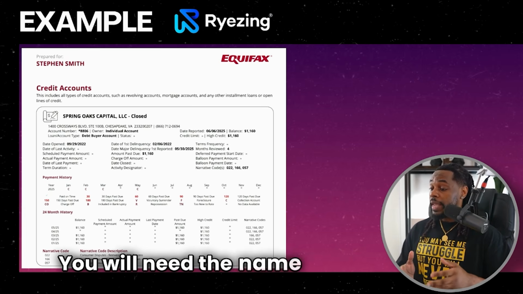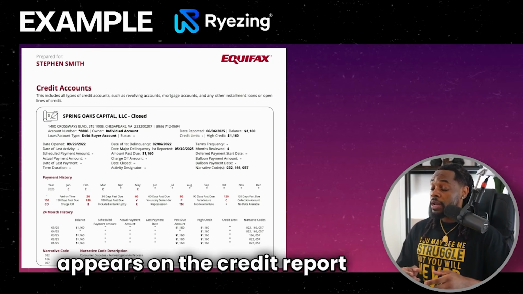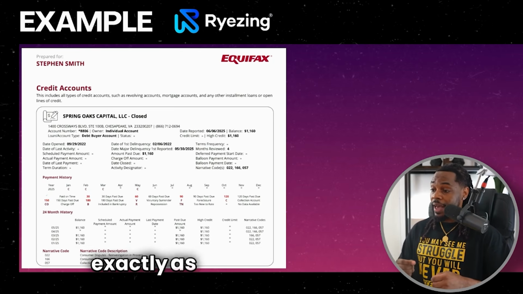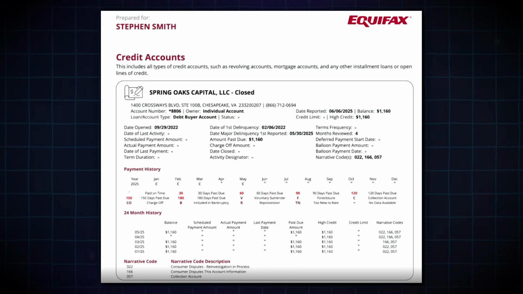You will need the name as it appears on the credit report, and you want to put the name exactly as it appears. So for this one that we're looking at, it says Spring Oaks Capital, LLC. It's very clear cut, it's very straightforward. You need to list it exactly as it appears.